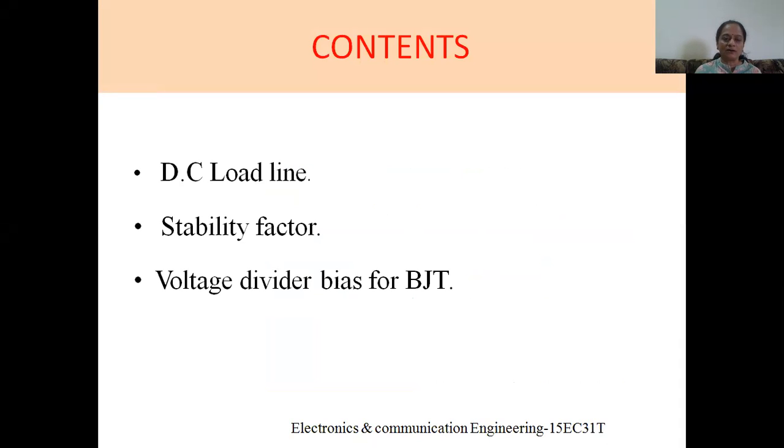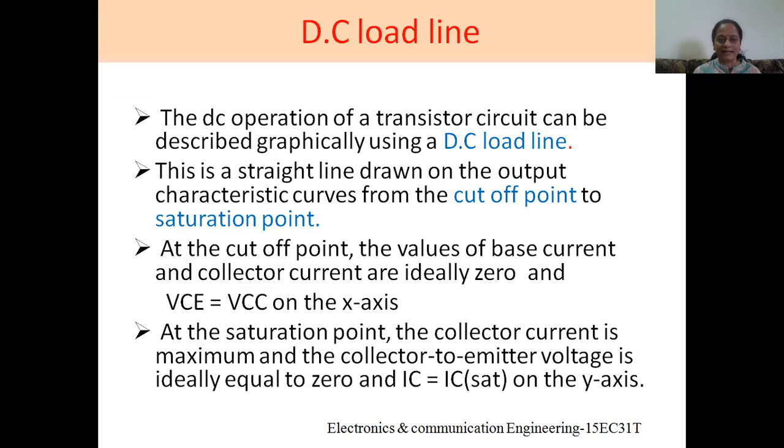So in this unit, we are going to discuss DC load line, stability factor, and voltage divider bias for BJT. So let's start with the DC load line. The name itself indicates it's a DC characteristic. It's one of the important factors to be considered when we design an amplifier. The first point: the DC operation of a transistor circuit can be described using a DC load line.